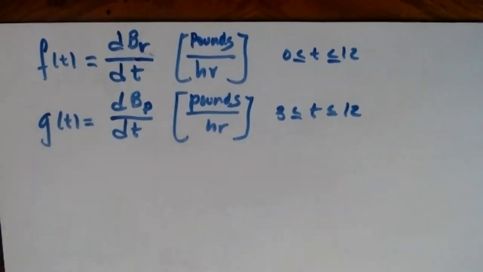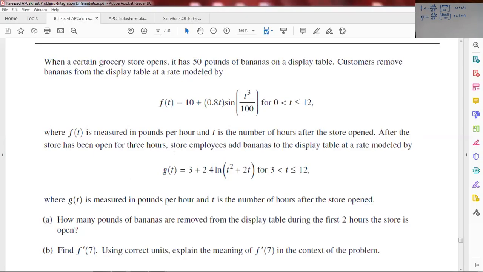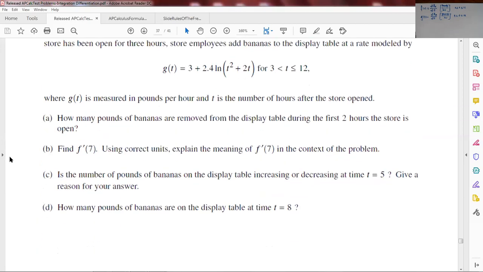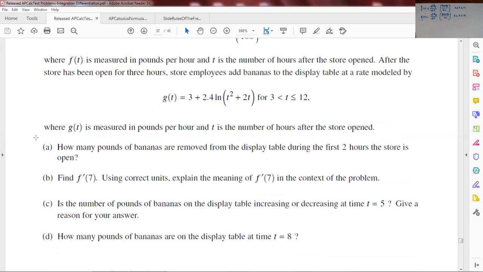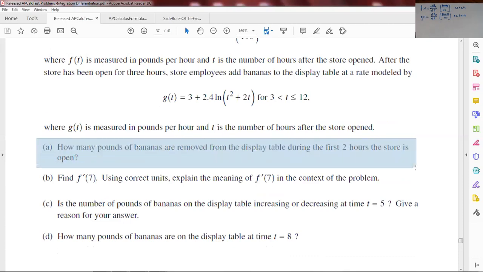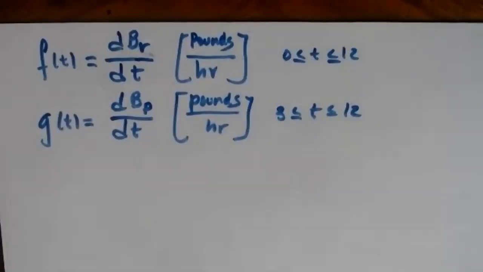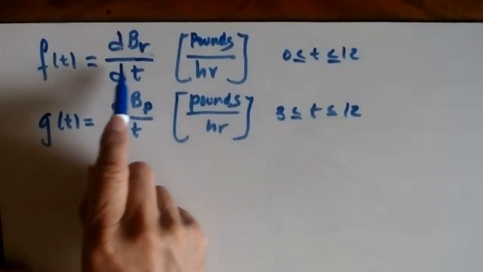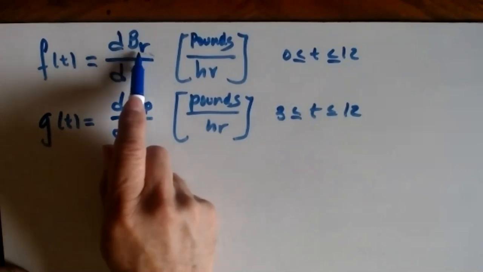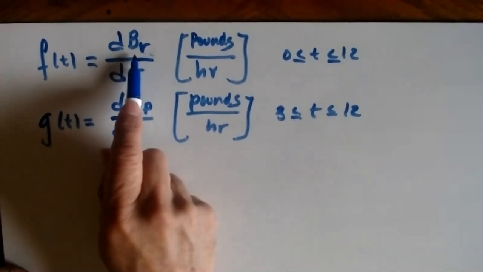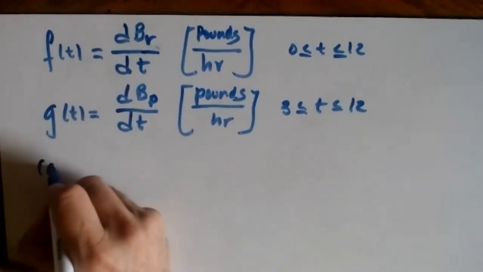So the first question is this: how many pounds of bananas are removed from the display during the first 2 hours the store is open? Okay, now remember these are the bananas removed. So you want to know this at t equals 2. So let's put here part A.